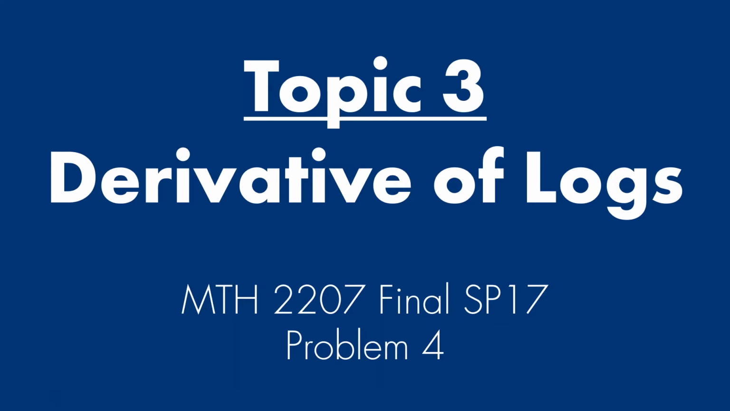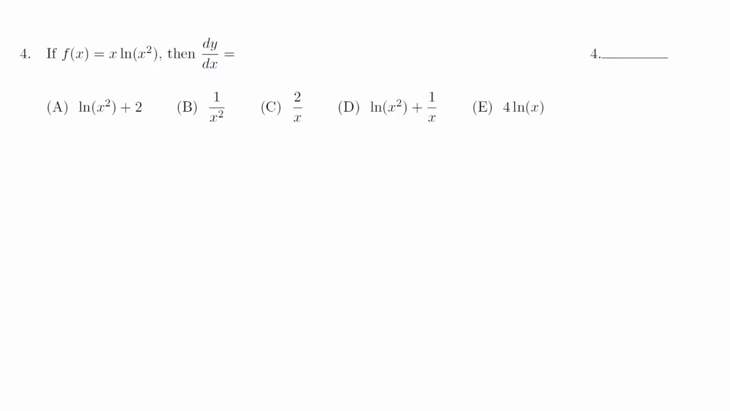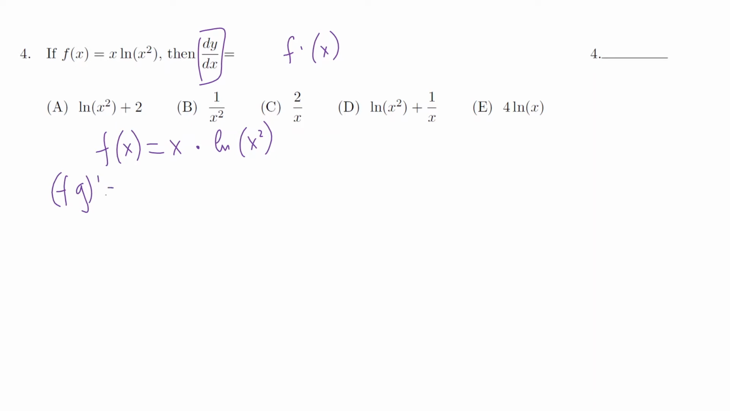Next. Derivative of logs, problem 4 from final test SP17. dy/dx, right? We need to find dy/dx. What is dy/dx? It's just f prime of x. Here we have a problem. We got f of x equal x multiplied by ln of x squared. That's a product rule. For the product rule, (fg) prime will equal f prime g plus f g prime.